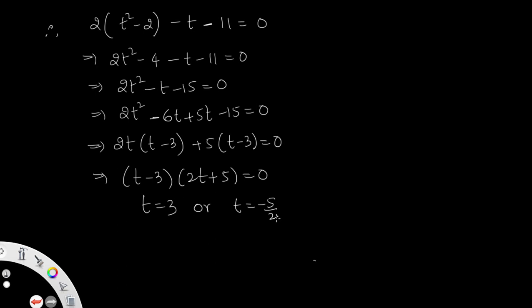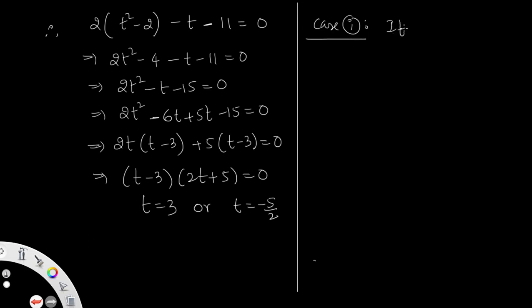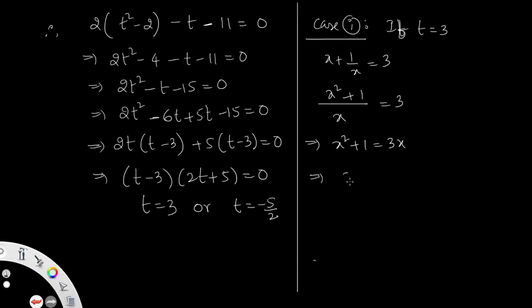Now substituting in the equation, taking case 1. Case 1 means t equal to 3. So let x plus 1 by x equal to 3. Then taking the LCM, x square plus 1 equal to 3x. That is x square minus 3x plus 1 equal to 0.